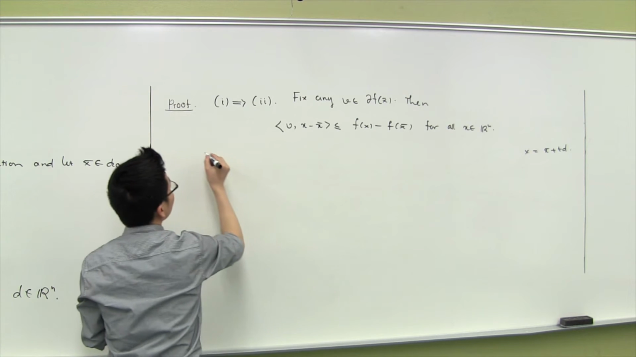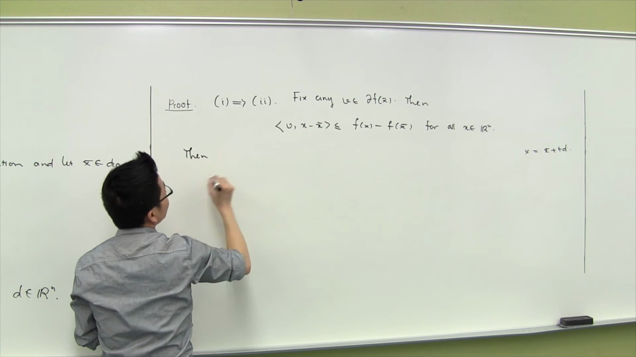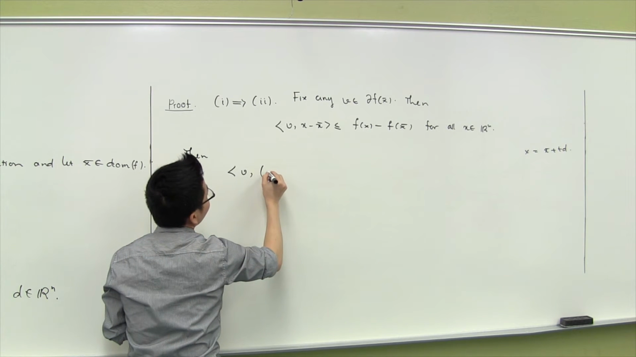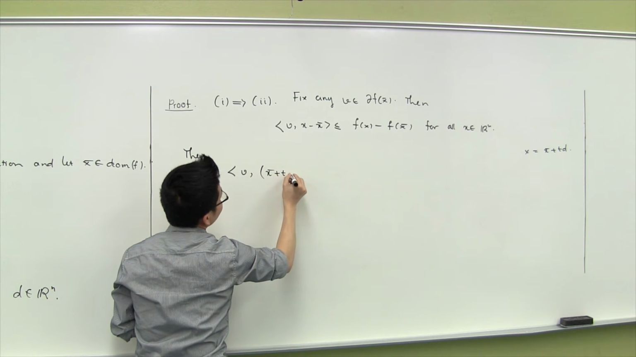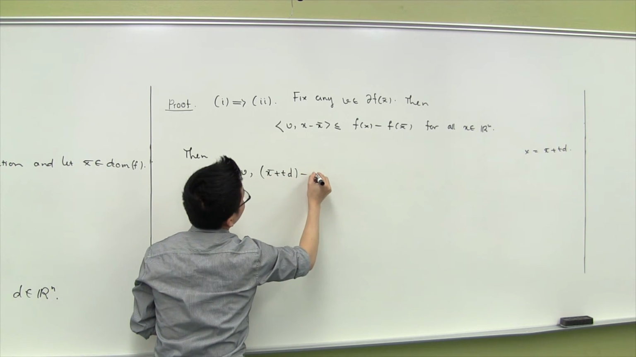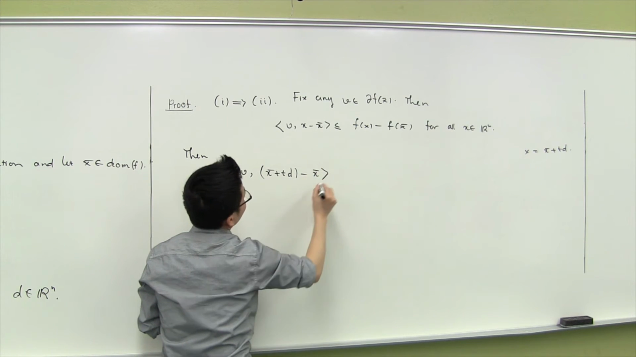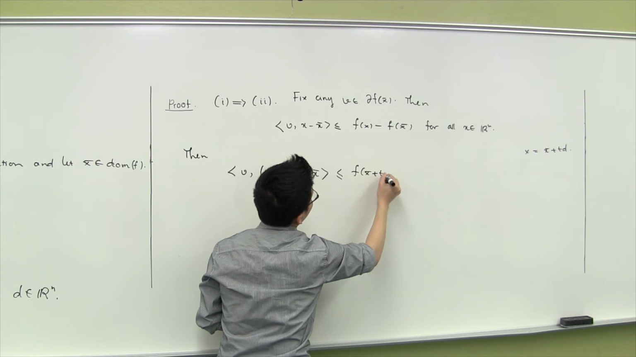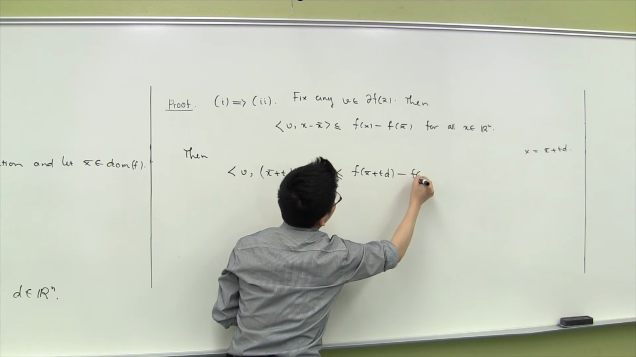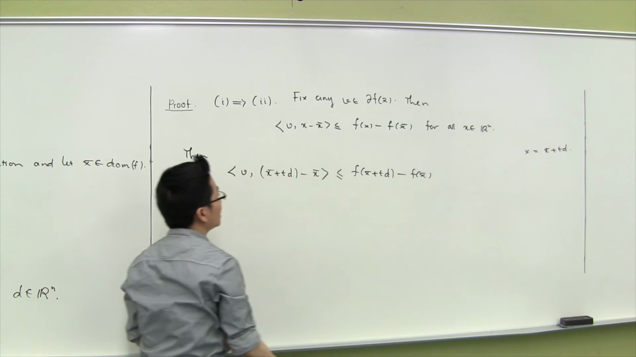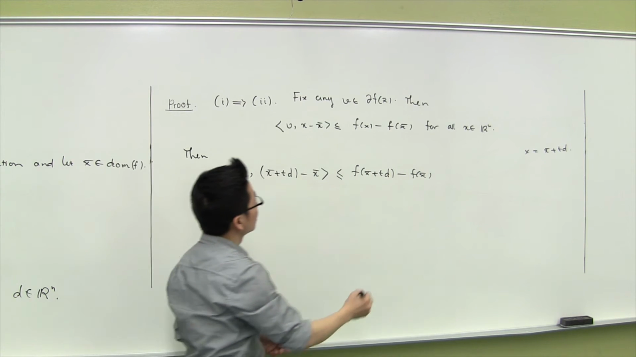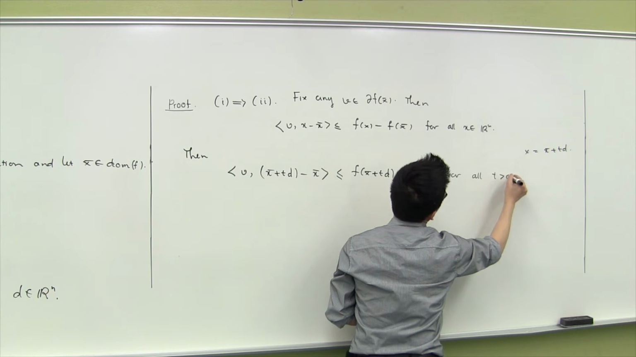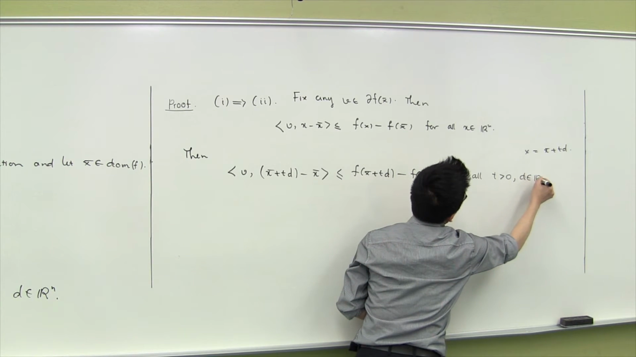Then the inner product of v and d, and over here we have f of x bar plus t d minus x bar, is always less than or equal to f of x bar plus t d minus f of x bar. Okay, and this is true for all t greater than 0 and d in Rn.